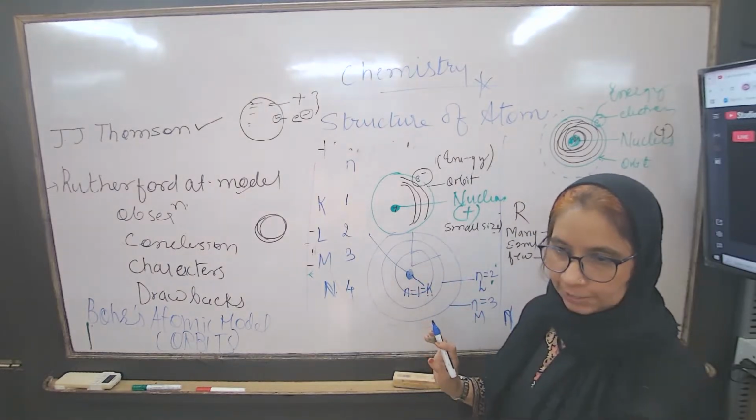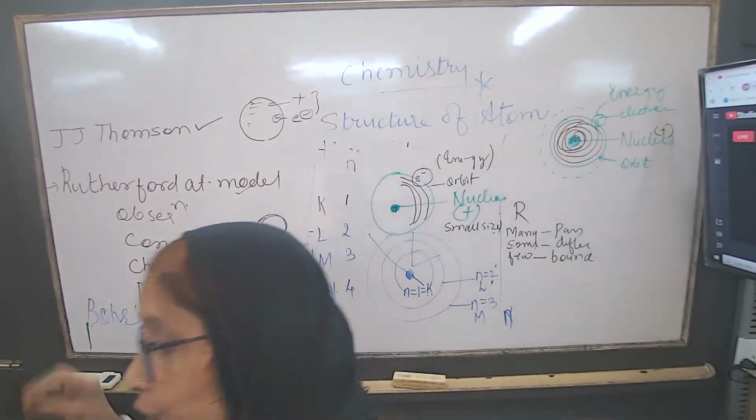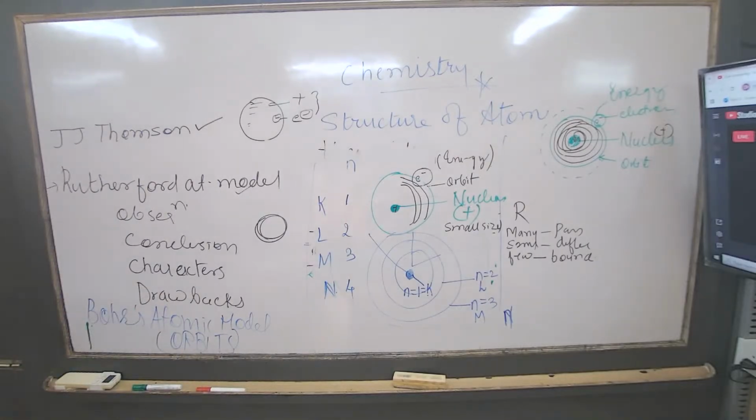These are all the orbits. Now in these orbits you have to put electrons. And for that one small formula is there: 2n square. Okay, this formula you have to remember. What does n stand for in that formula? Okay, I have written here. Open it.